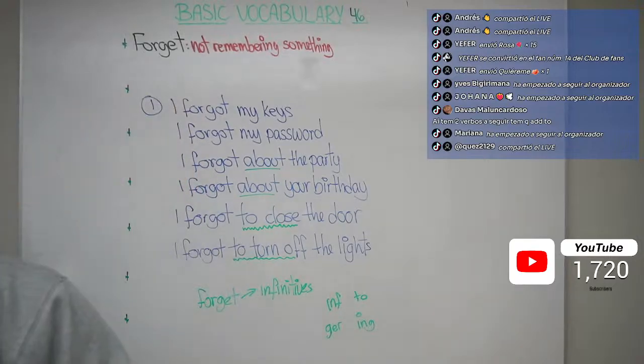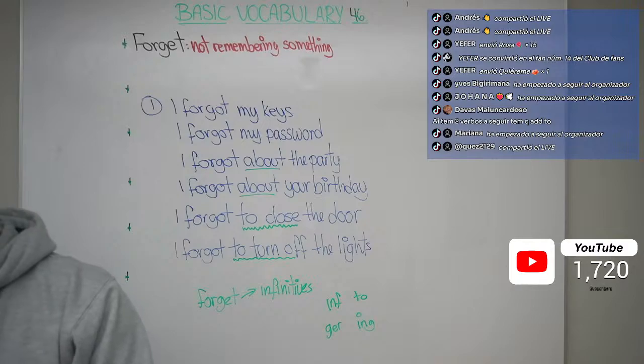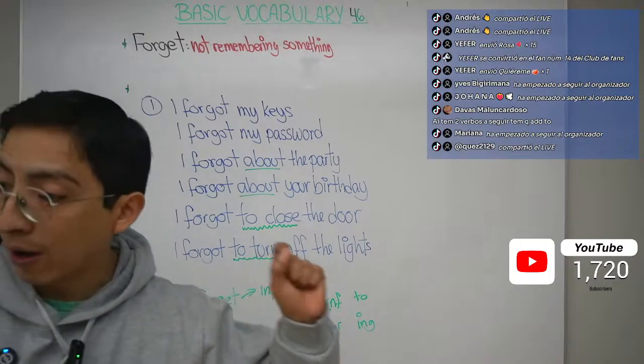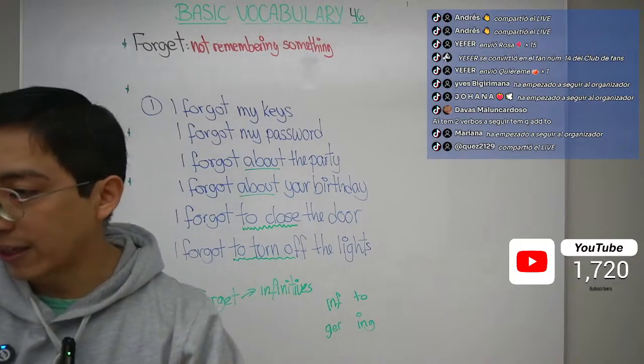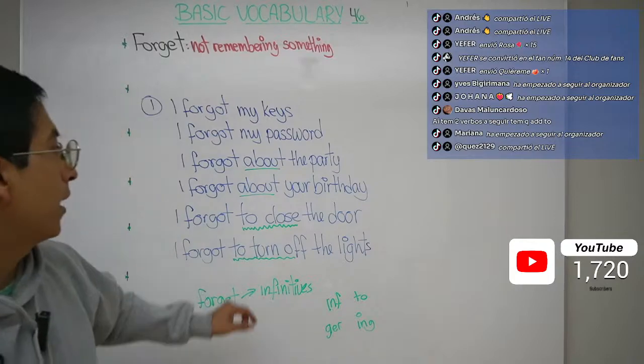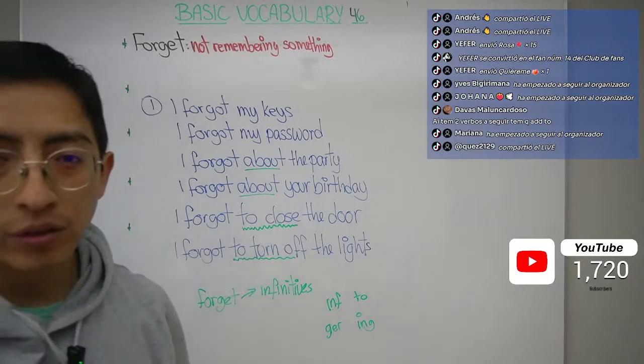I'm gonna read your sentences now. Okay, Adonai, I forgot my English book on the table. Perfect. Me olvidé mi libro de inglés. I always forget your birthday. I always forget about your birthday. Aquí utilizaríamos about, Adonai.